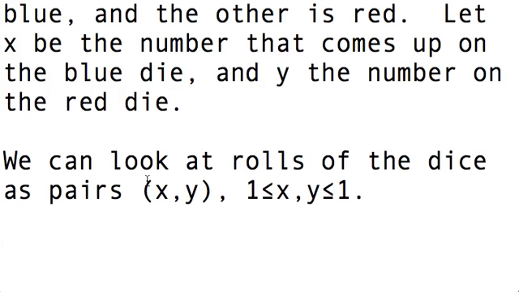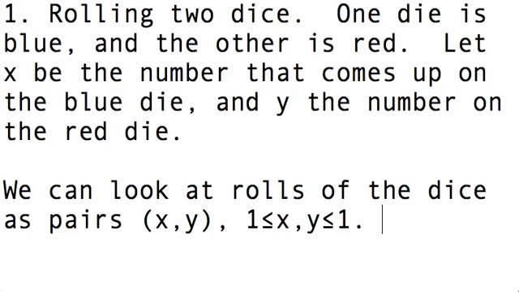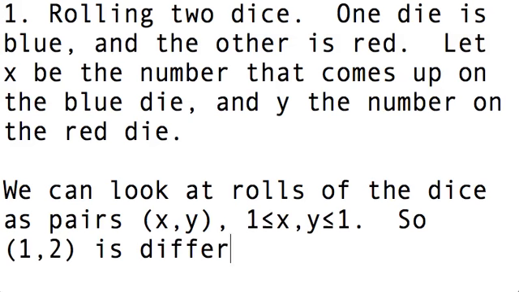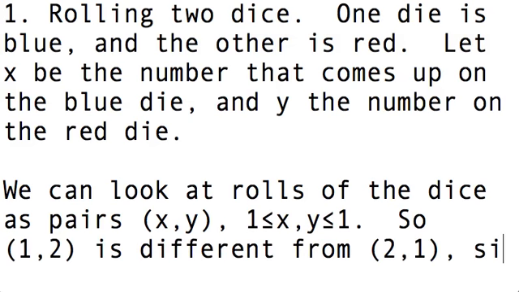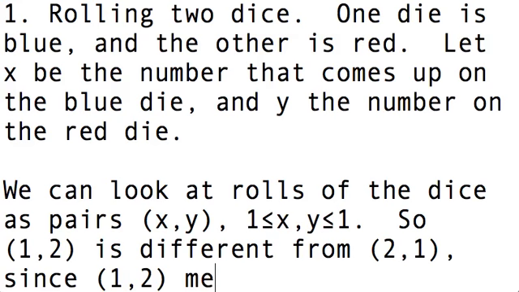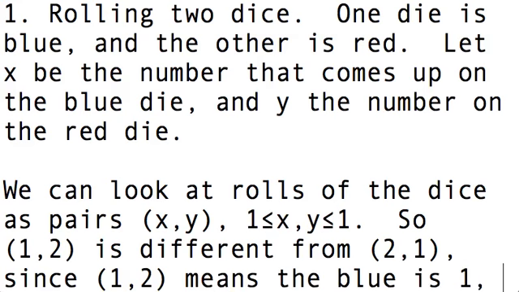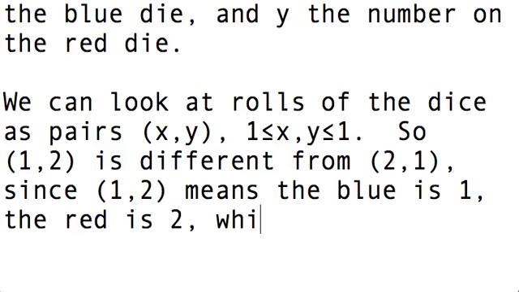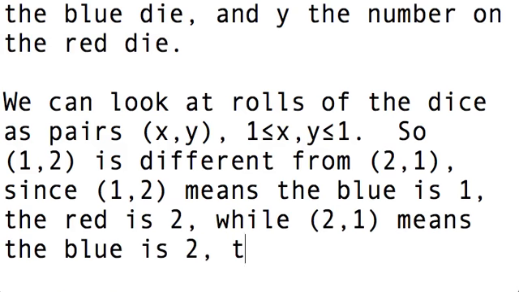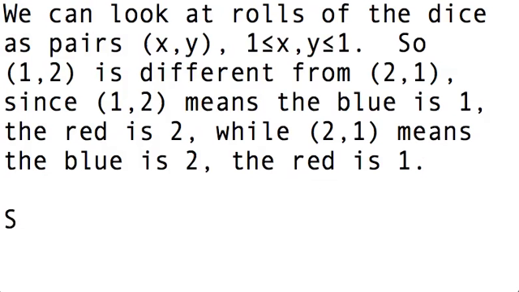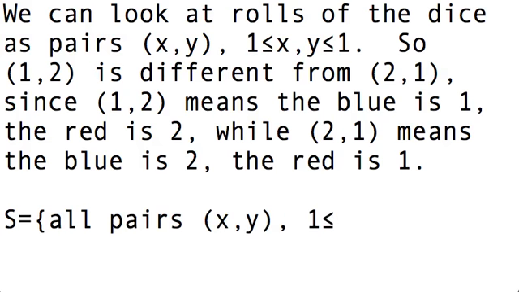And here maybe it makes more sense why. So (1, 2) is different from (2, 1), since (1, 2) means the blue is 1 and the red is 2, while (2, 1) means the blue is 2 and the red is 1. Okay. Now, what is the sample space? It's going to be all pairs x, y, where x and y lie between 1 and 6.